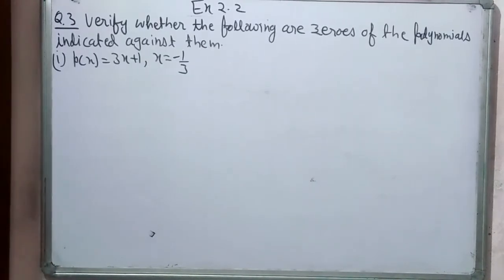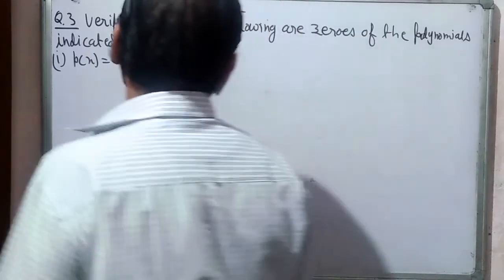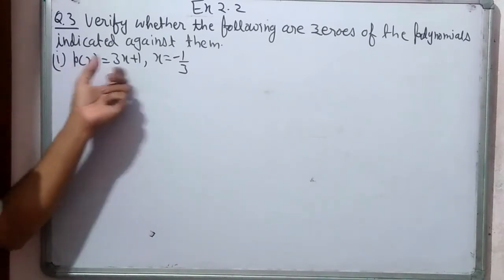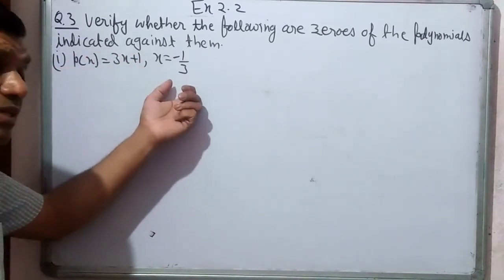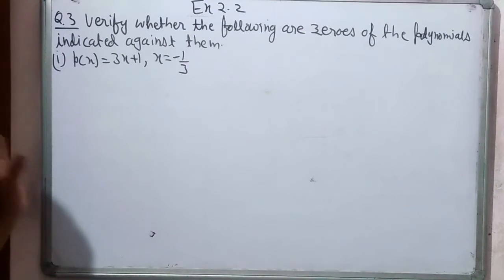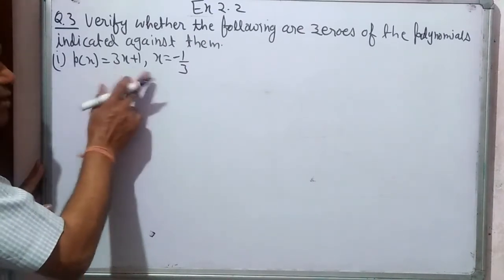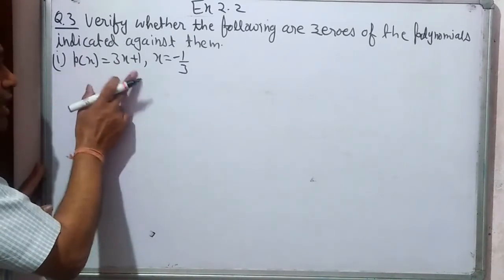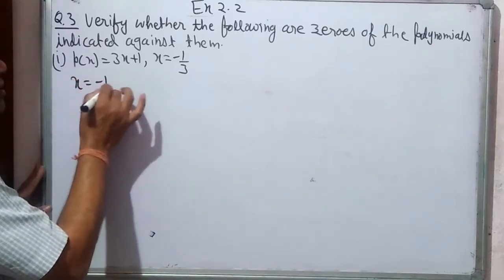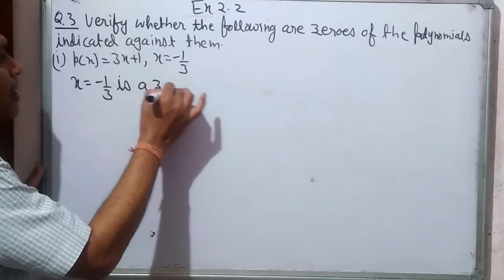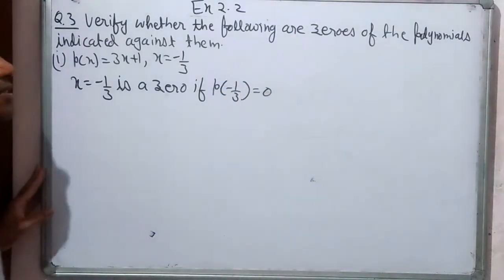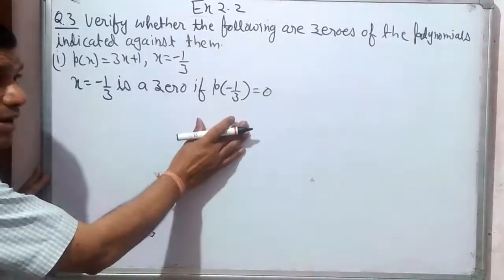Dear students, the third question is: verify whether the following are zeros of the polynomials indicated against them. So this time we are given the polynomial and a value of x, and we have to verify if this value is a zero of this polynomial. How shall we do it? If it is a zero, then the value of the polynomial at x equals minus 1 by 3 should be 0. That means x equals minus 1 by 3 is a 0 if the polynomial's value at minus 1 by 3 is 0. Right? This is our condition.